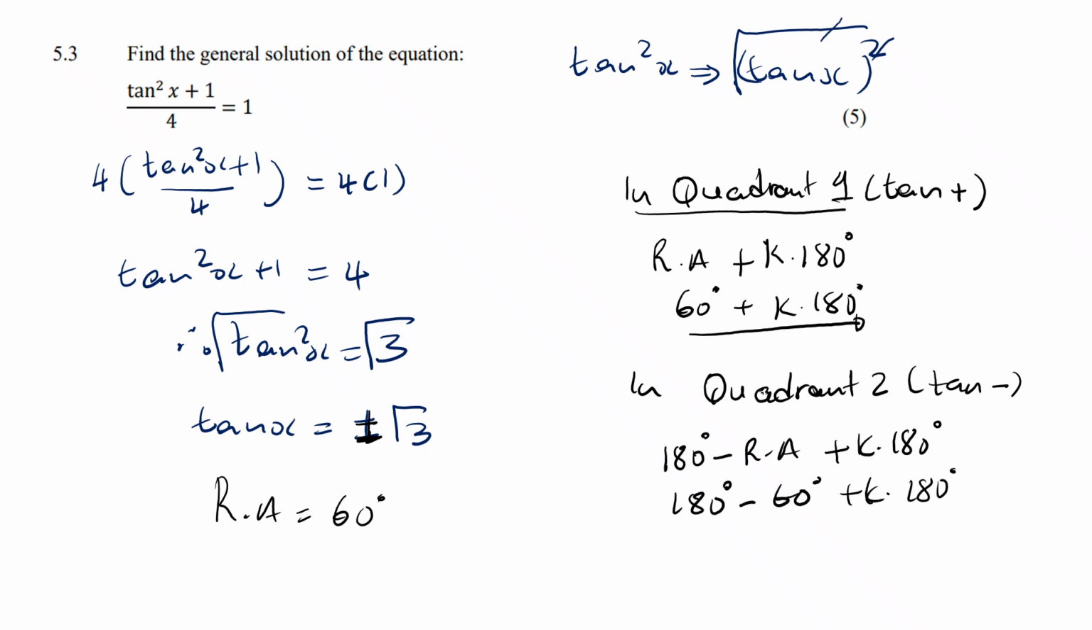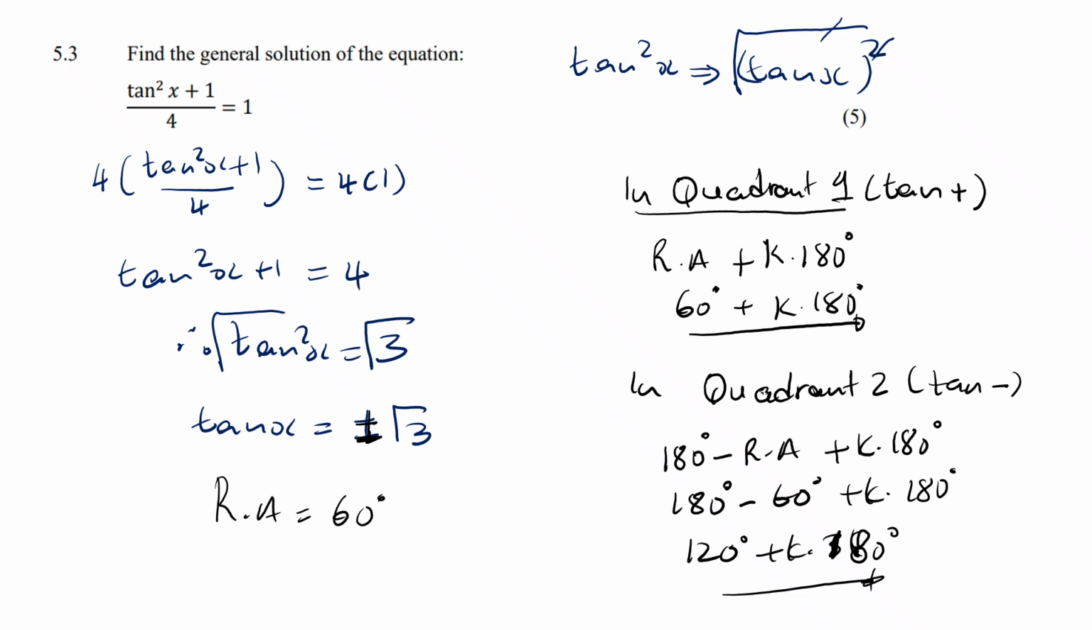Someone can choose to work with quadrants 3 and 4, and that is fine. So when I look at this, I can say this is 120 plus k times 180 degrees. Then that will be your second solution. And guess what? You are done. You'll definitely get all the marks.